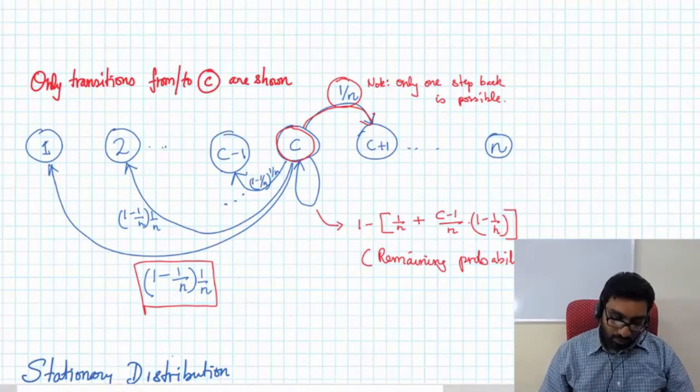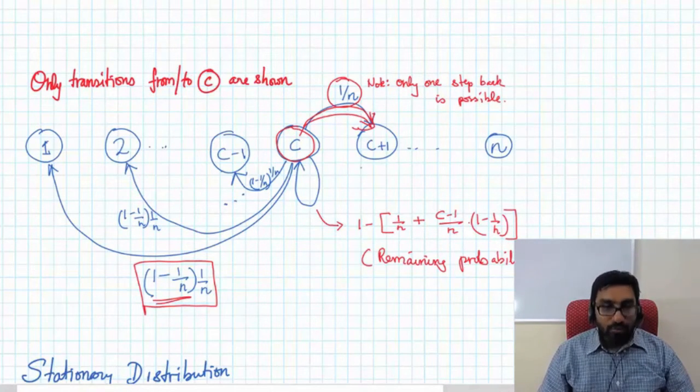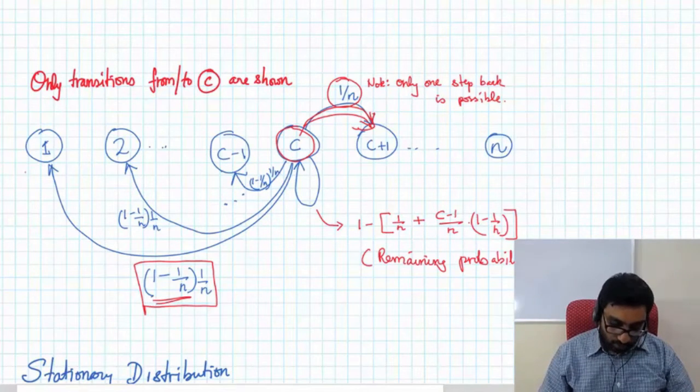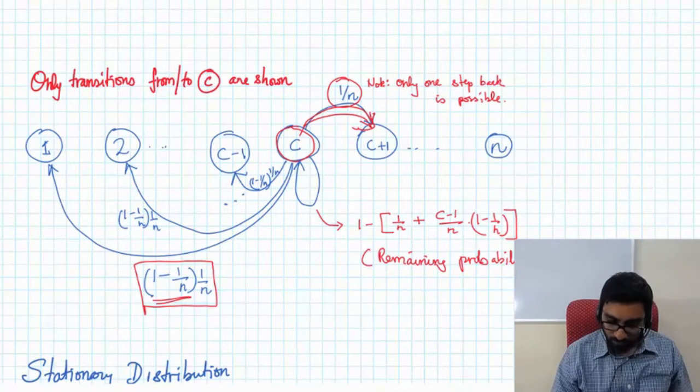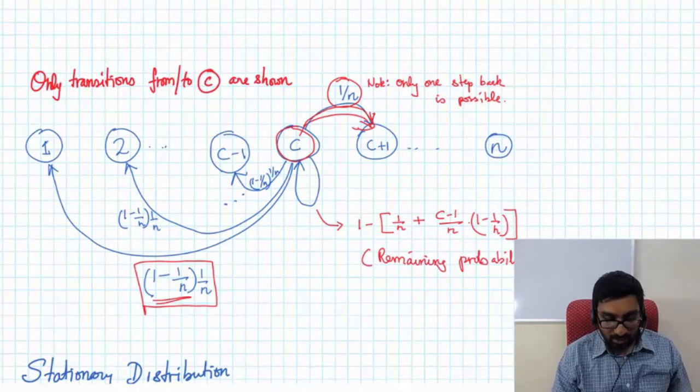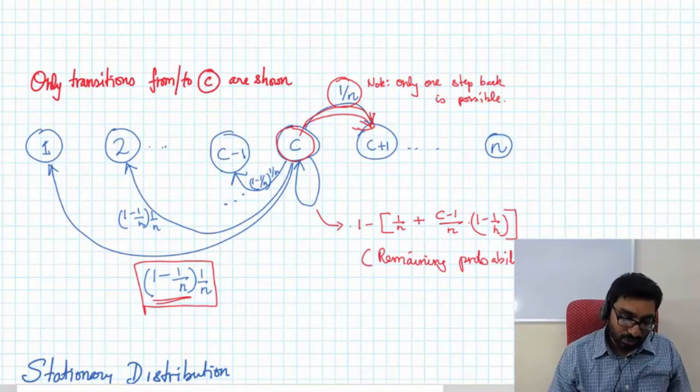Why is that? Well, the possibility of making any step forward happens with probability 1 minus 1 over n, because with 1 over n probability you're going to move backwards. Okay, and given that you're not moving backwards, that's this 1 minus 1 over n probability, then you move all the way to 1 with probability 1 over n. Now with this same probability, we will also be able to transition from C to 2 and C to 3 and so on up to C to C minus 1.